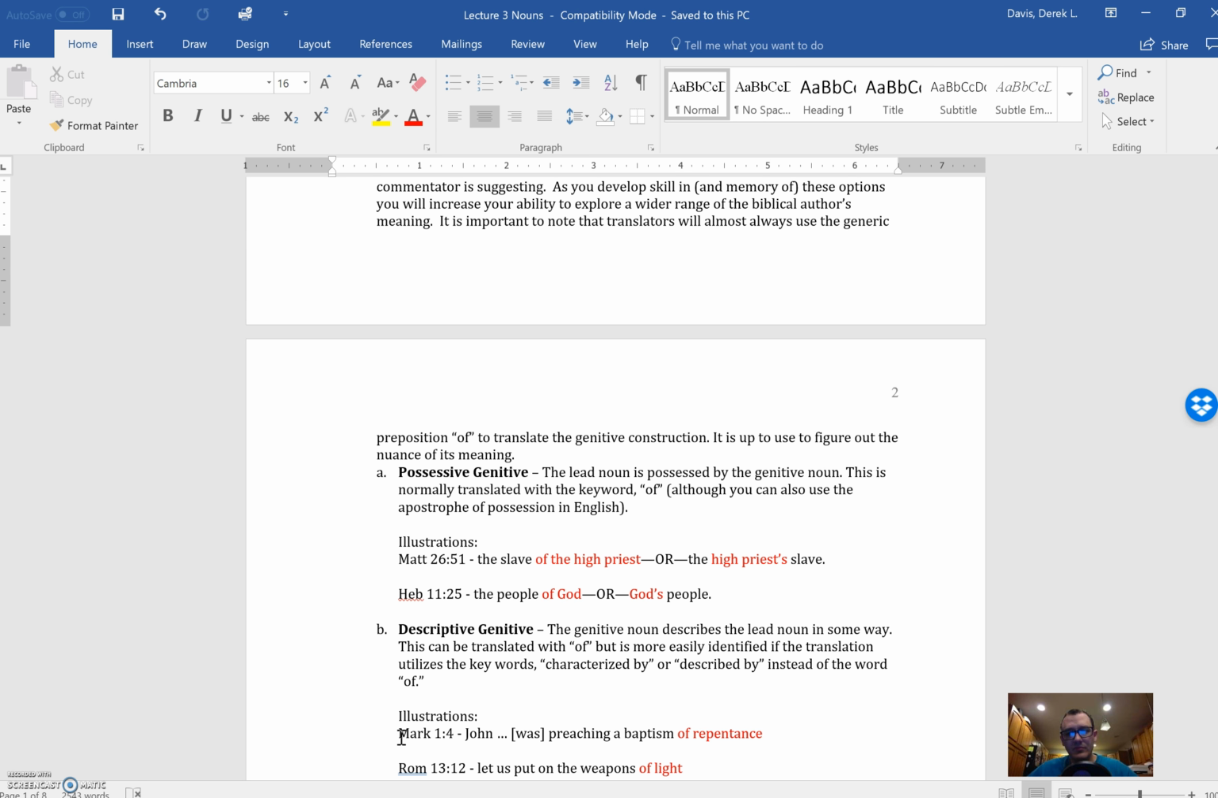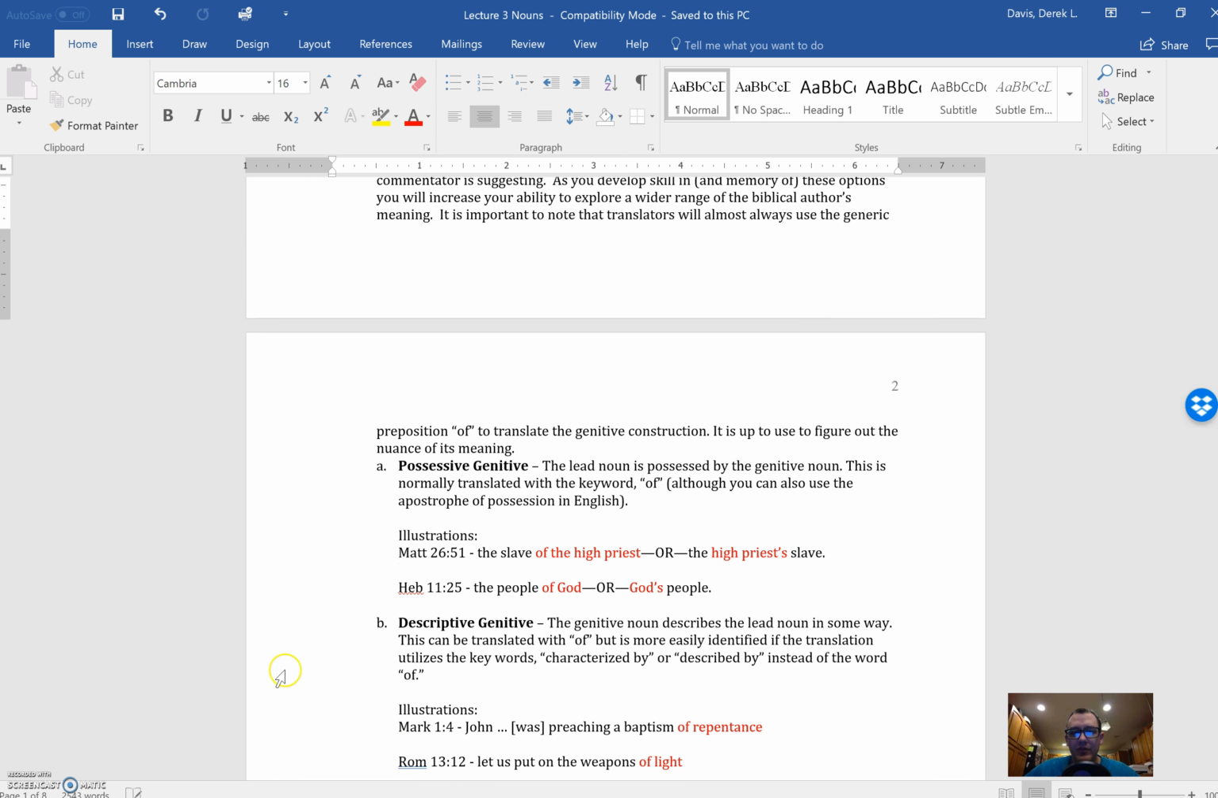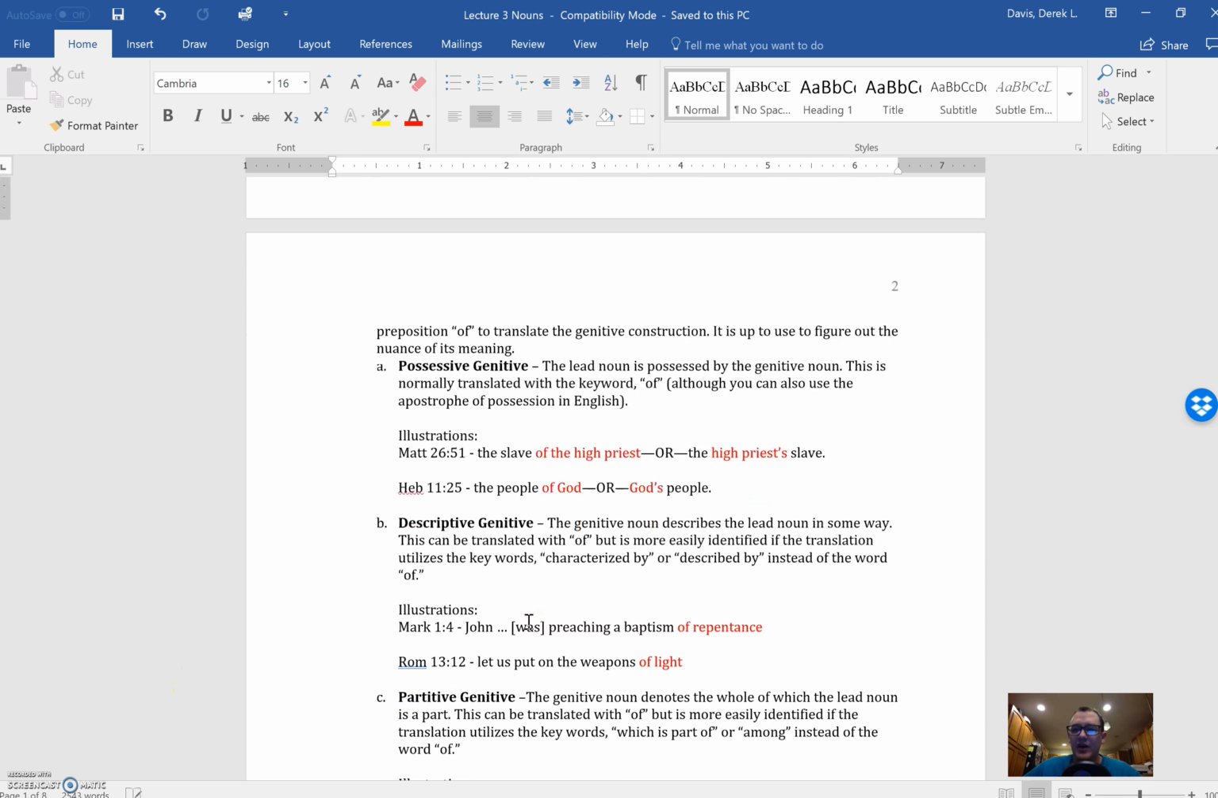Okay. Then we get a little bit more nuanced. And we actually do this all the time in English. You'll notice that the common preposition used with the genitive case is of.